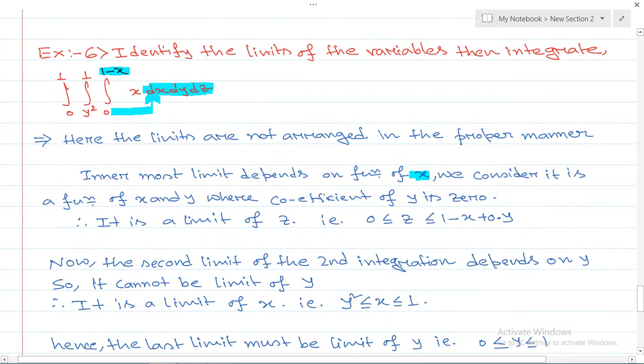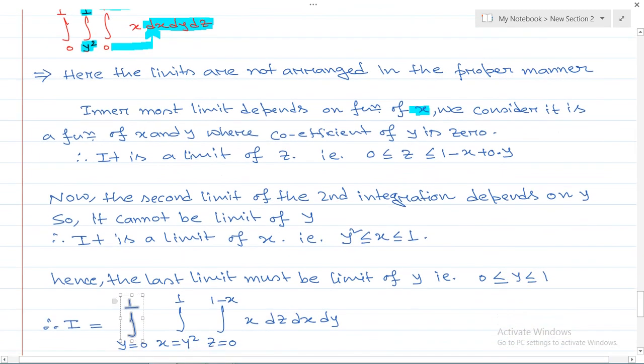Now we come to the second integration. For the second integration we can see the limit is starting from y square to 1. Since it is y square to 1, it cannot be the limit of y, so it must be the limit of x. So we are having y square to 1 as the limit of x, the same thing that I have written here, that you can see. Now ultimately we are having the outside limit 0 to 1, so it must be the limit of y. So the first is the limit of z, that is 0 less than or equal to z less than or equal to 1 minus x plus 0 into y, the coefficient of y being considered as 0. Secondly the limit of x, and thirdly the limit of y.